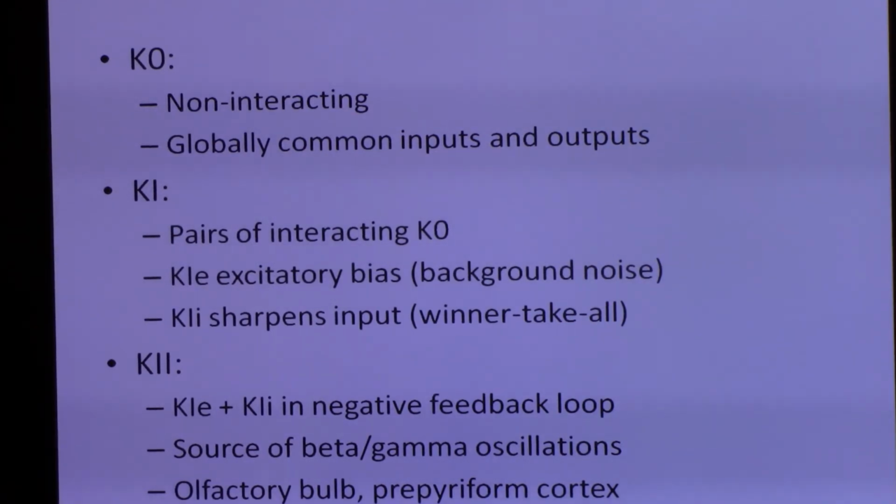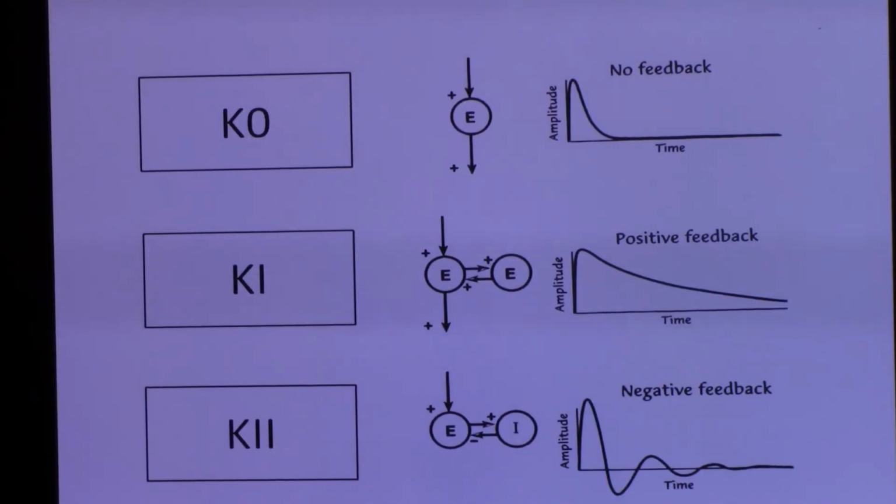The K2 set is when you have an inhibitory and an excitatory population that have a negative feedback loop, and this is what gets the oscillations going. Examples of a K2 set are the olfactory bulb or the prepiriform cortex. Now we get to see some graphs of these things. So K0, K1, and K2: the top is what happens if you send an impulse, a stimulus impulse, into a K0 set. It responds by getting more active.